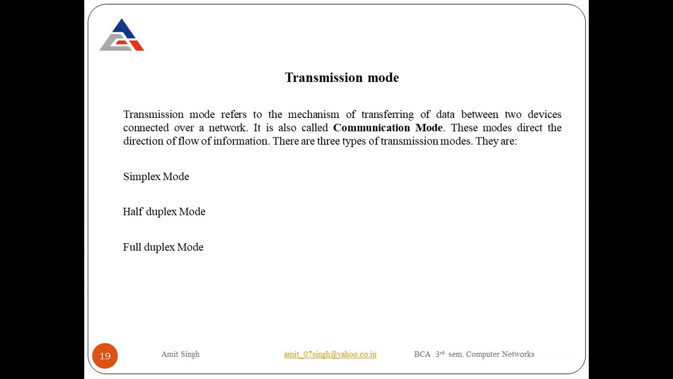Transmission mode refers to the mechanism of transferring data between two devices connected over a network. It is also called a communication mode. These modes direct the direction of the flow of information, and there are three different types of transmission mode. In which flow we are communicating with each other is also decided by the communication mode. Three different communication modes are there. The first, simplex mode. Second, half duplex mode.